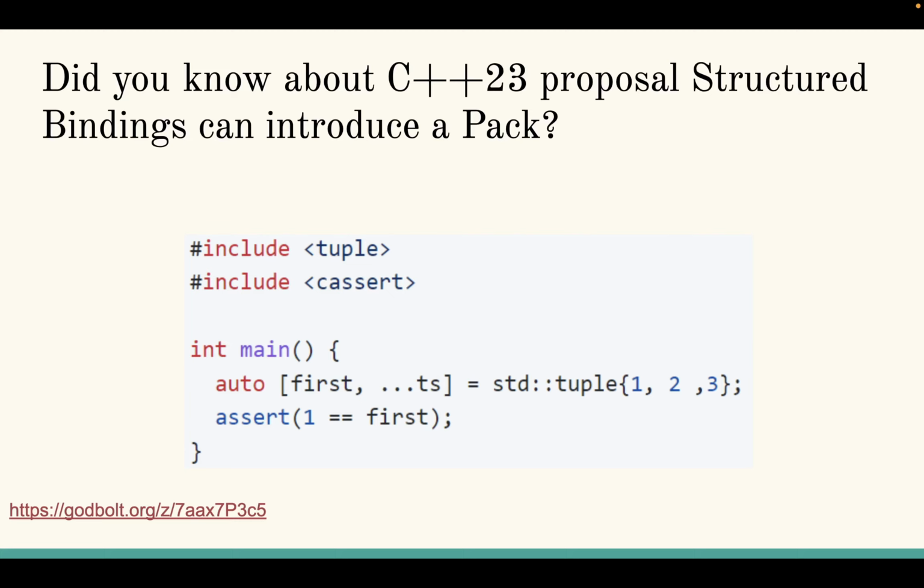I would love also this feature. You might have already seen a structured binding in C++17, but this is a more interesting feature. Here we have a tuple. It includes 3 values, 1, 2, 3, and here we use a structured binding, but we have passed just 2 variables inside the structured binding. We have first and then another variable.